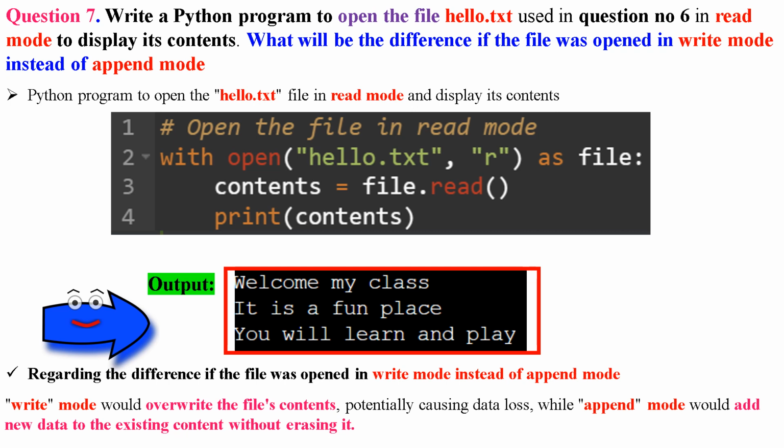Now, regarding the difference if the file was opened in write mode instead of append mode, write mode would overwrite the file's contents, potentially causing data loss, while append mode would add new data to the existing content without erasing it.